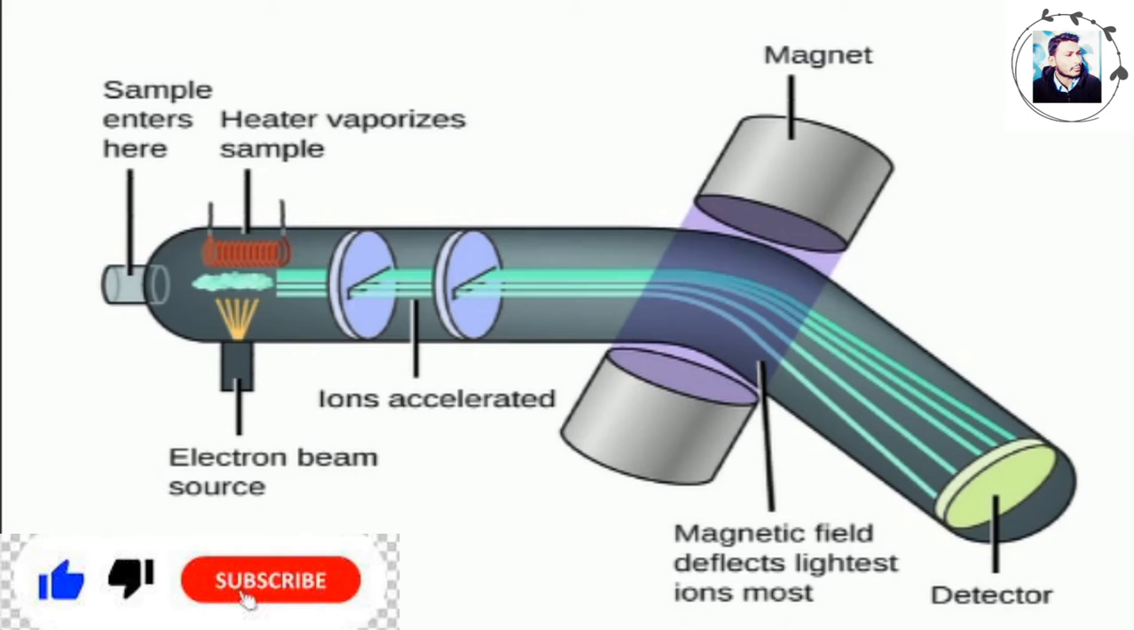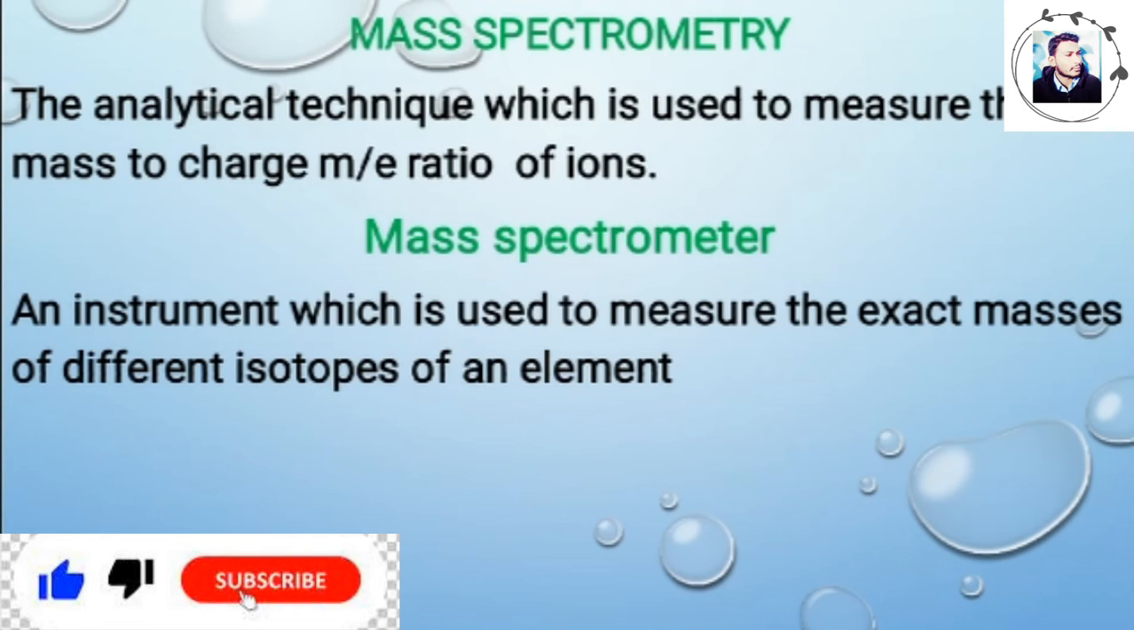As we know, the size of the atom is so small that it's difficult to measure the mass of atoms and their isotopes. Now we can measure the masses of atoms and their isotopes by using the mass spectrometer. Mass spectrometry is a technique which is used to measure the mass to charge ratio of ions. And a mass spectrometer is an instrument used to measure the exact masses of different isotopes of elements.